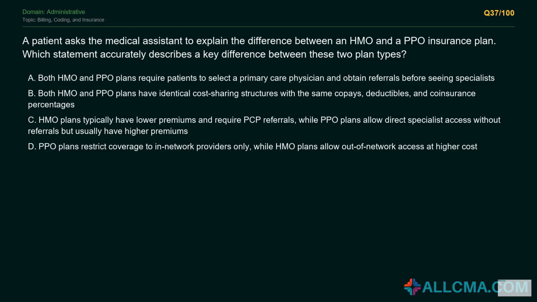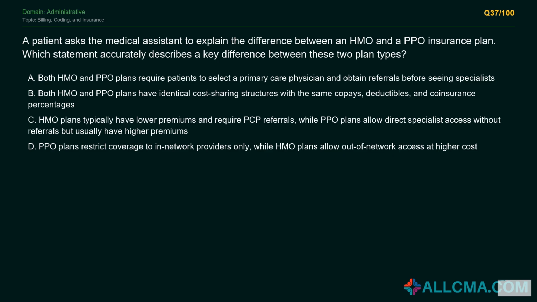Question 37. A patient asks the medical assistant to explain the difference between an HMO and a PPO insurance plan. Which statement accurately describes a key difference between these two plan types? Option A. Both HMO and PPO plans require patients to select a primary care physician and obtain referrals before seeing specialists. Option B. Both HMO and PPO plans have identical cost-sharing structures with the same copays, deductibles, and coinsurance percentages.